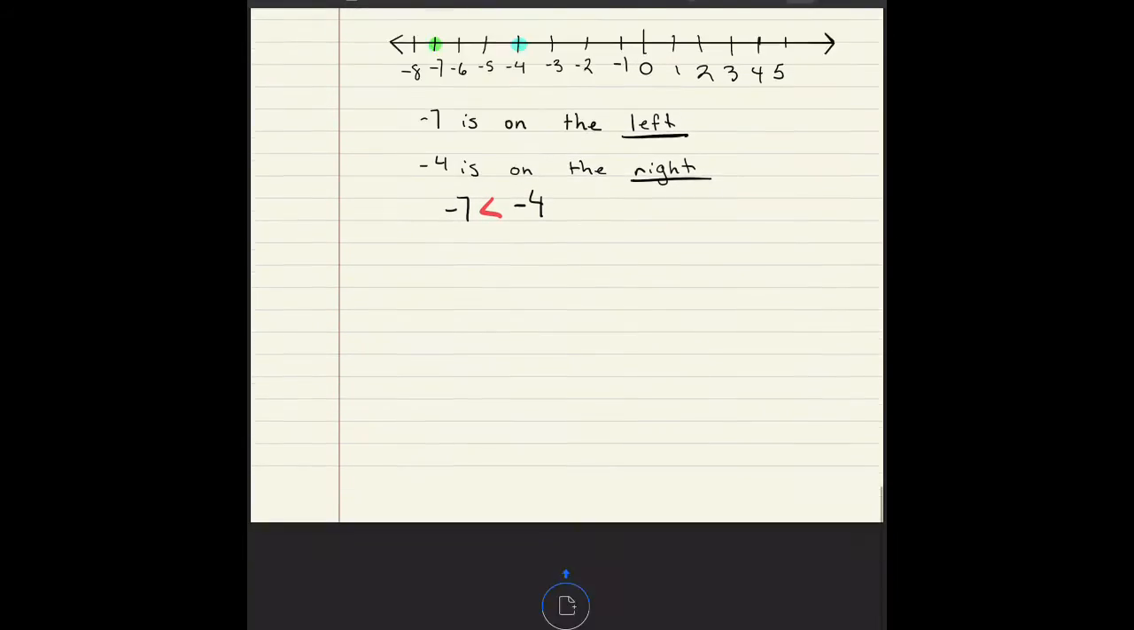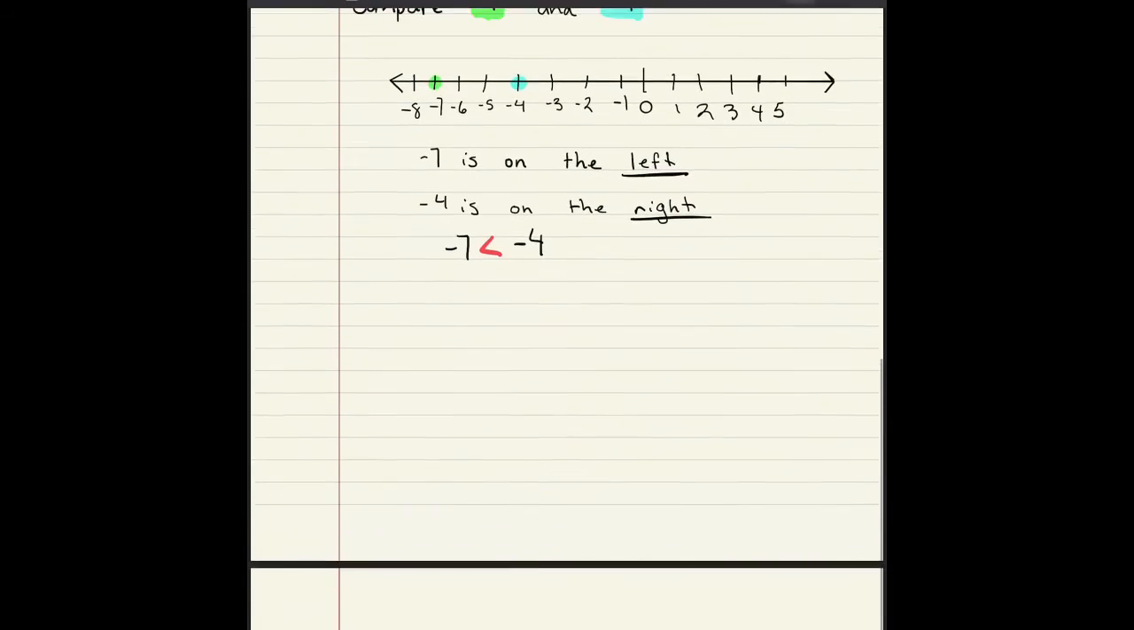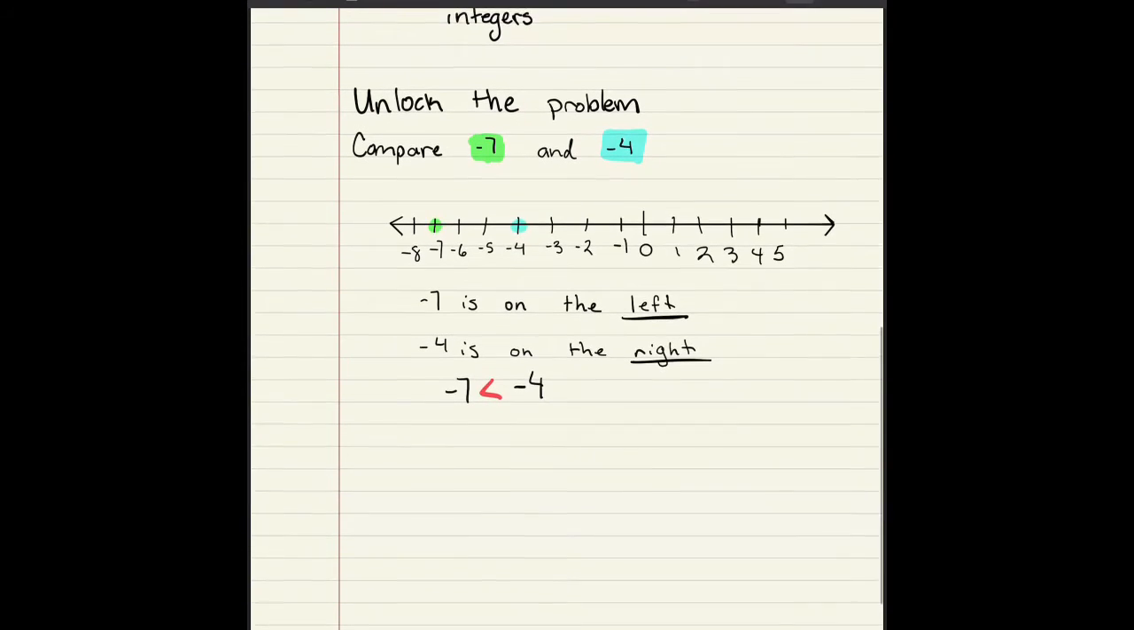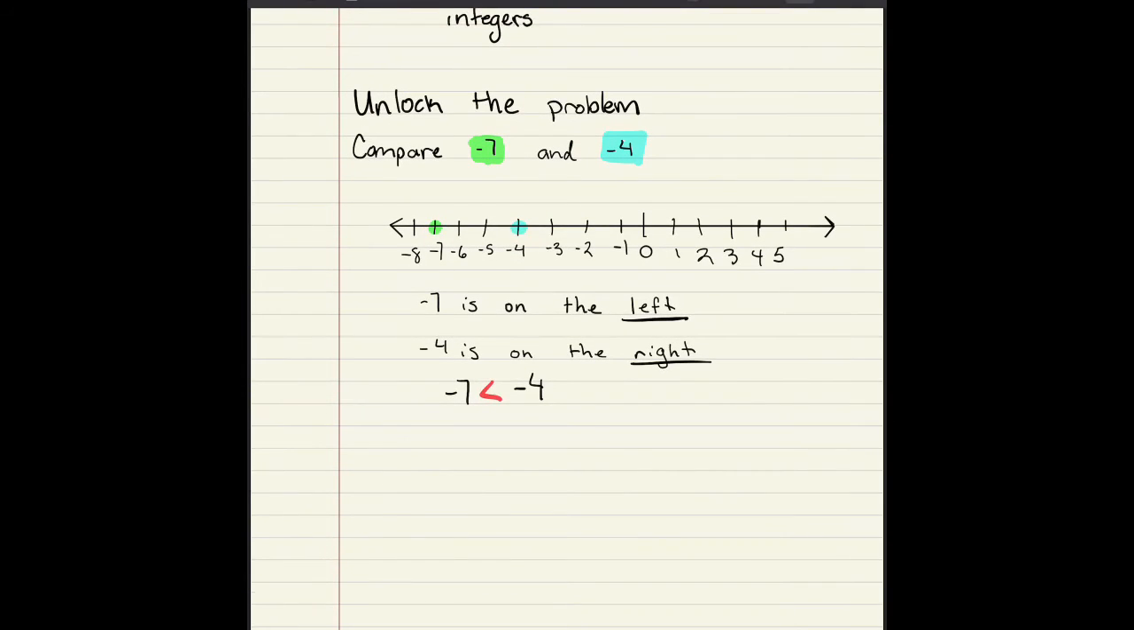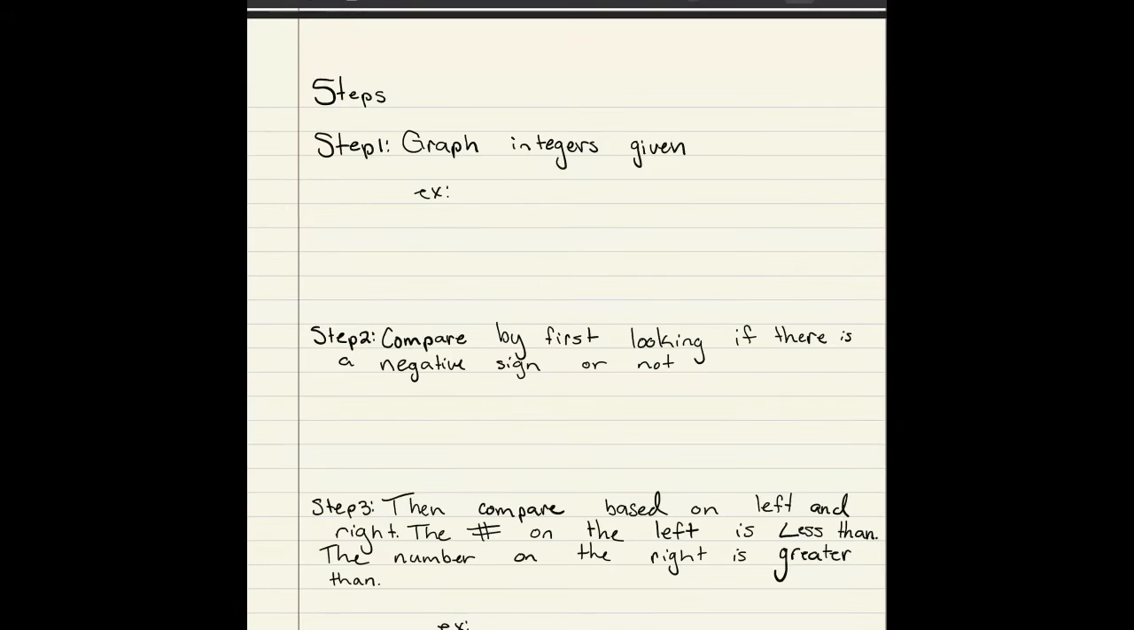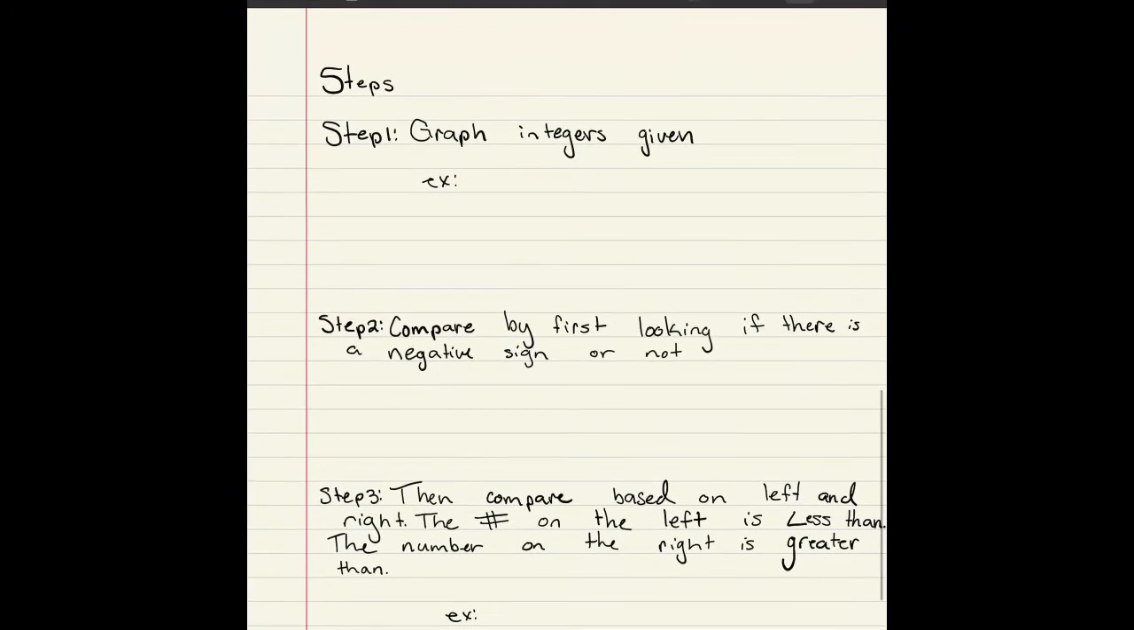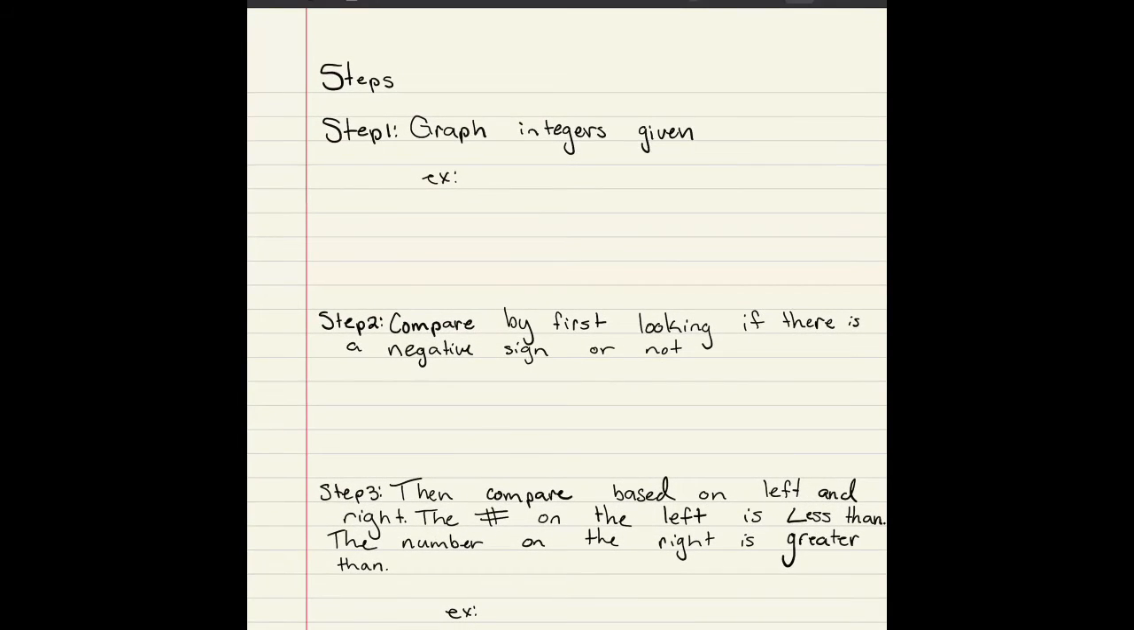Because if I owed you $7, I would owe you more than if I owed you $4. So I'd be out $7 more. I'd have $7 less in my pocket because I have to pay you back $7. If I only had to owe you $4, I wouldn't have to owe as much. All right, let's move on to our steps.